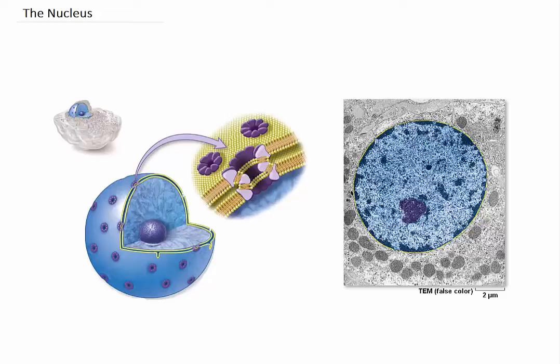This image shows an illustration of the structure of a nucleus on the left and a micrograph of a nucleus taken with a transmission electron microscope on the right. And this image has been falsely coloured.